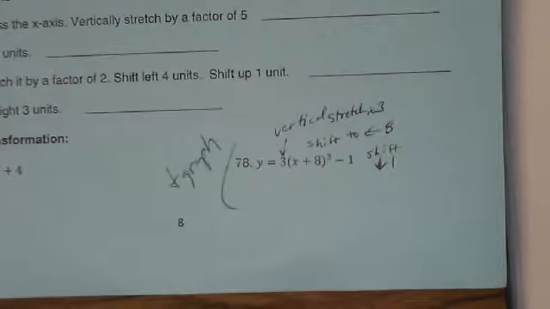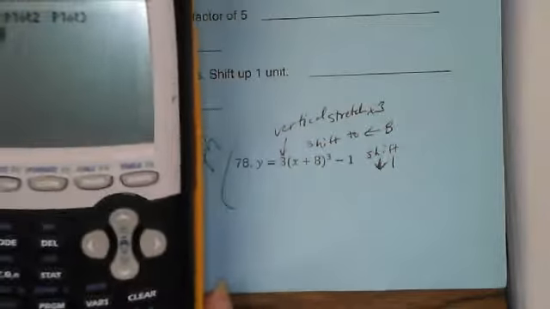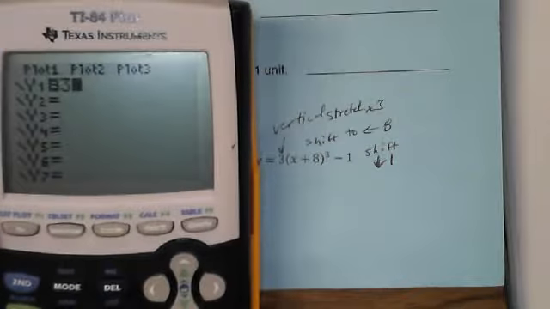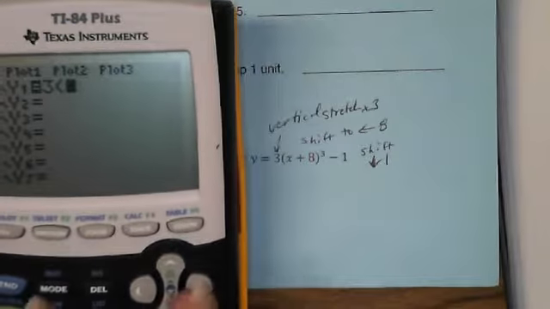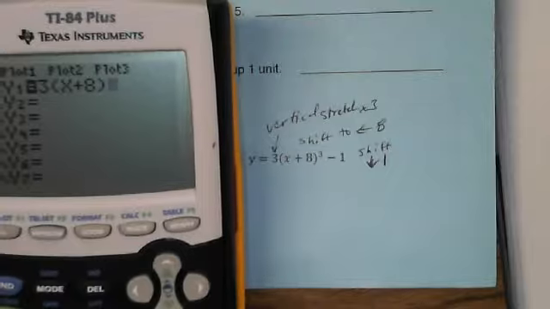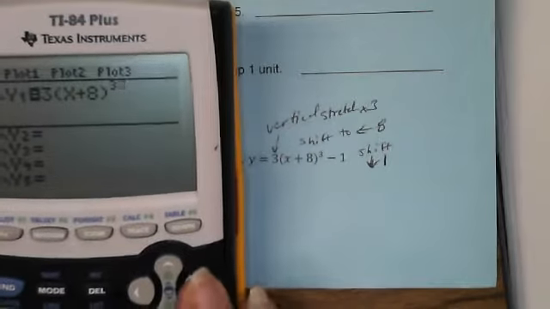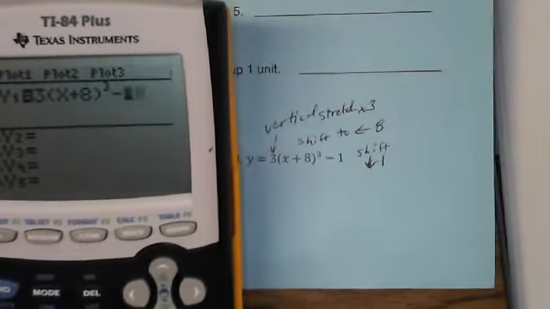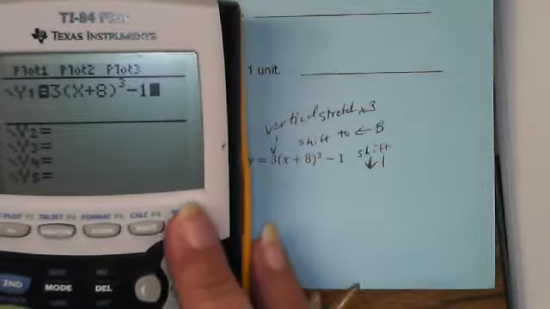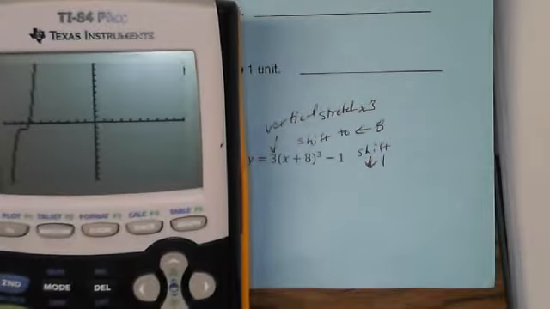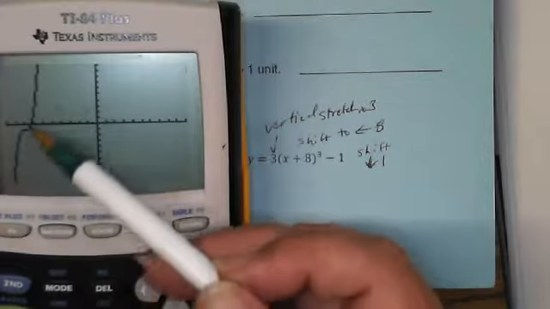Let's see what this looks like. Let's go to our y equals. Okay, and we're going to put in a 3, open parenthesis, x plus 8, close. We're going to raise that to the third, scoot to the right, and then minus 1. So everything's in there, ready to go. Hit graph, and that is what it looks like.